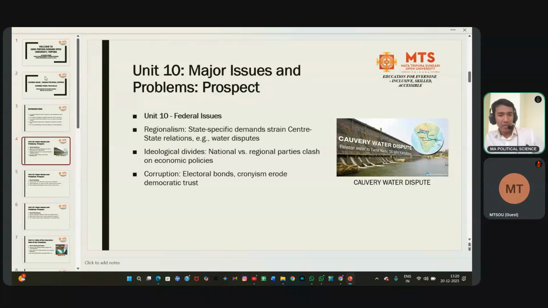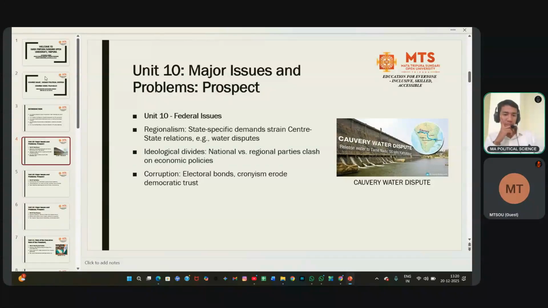Ideological divide, national versus international policy. There is an ideological divide. Some people in some regions, some parts of the country, may not like the central government's policy, especially on economics. So there is a problem there also. These are the problems that are still there in federalism. As a part of the region, we don't like to approve what the people are trying to say. So this is a problem still there.